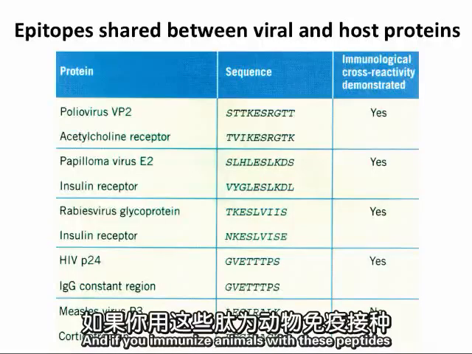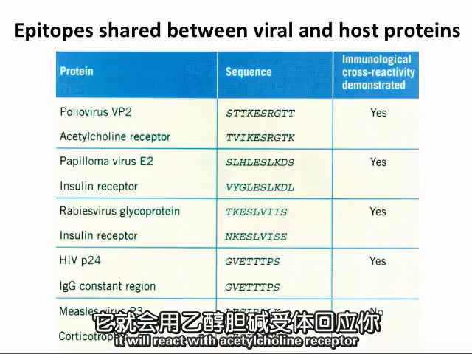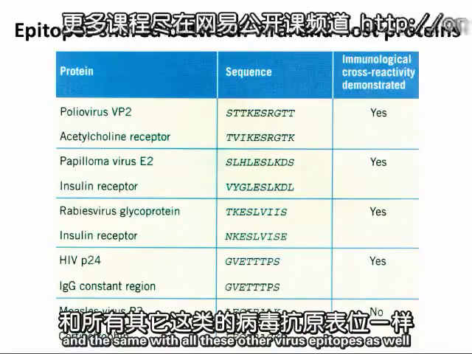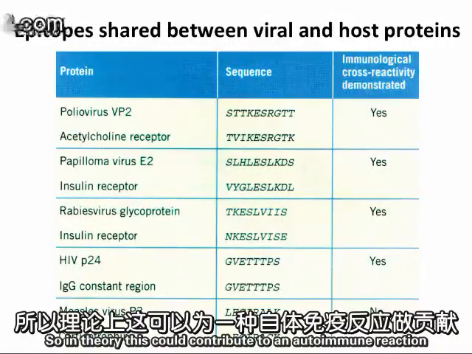And if you immunize animals with these peptides, you can demonstrate cross-reactivity. So you make an antibody against this sequence, it will react with the acetylcholine receptor. And the same with all these other virus epitopes as well. So in theory, this could contribute to an autoimmune reaction.